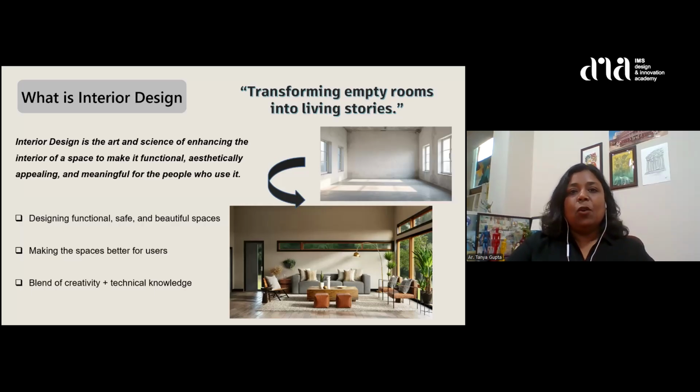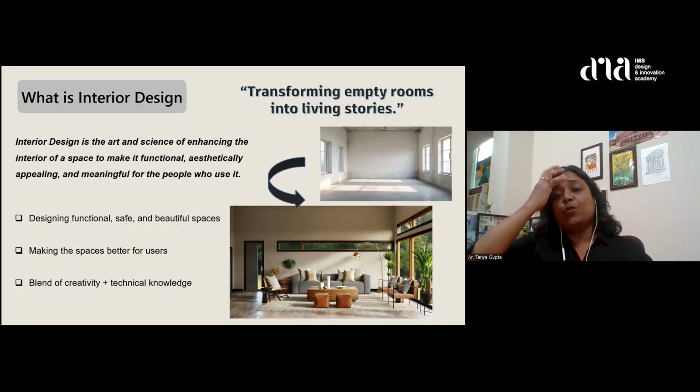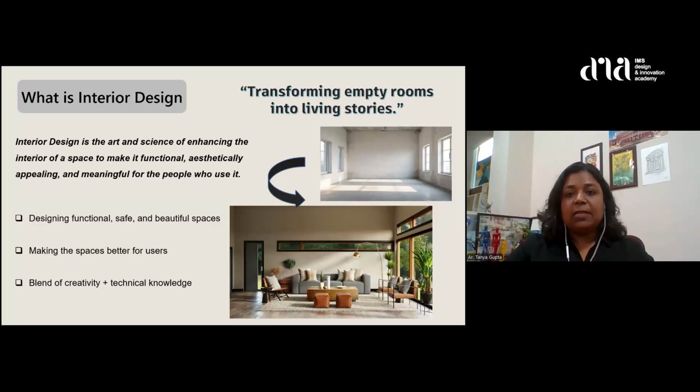So the whole purpose of interior designers is to transform empty spaces, buildings, into living modules, living stories, living spaces. It is the role of the architect to design the building, and it is the role of the interior designer to make those spaces livable for the people. Whether it is an office, it should be suitable for working. If it's your home, it should be suitable for residing.